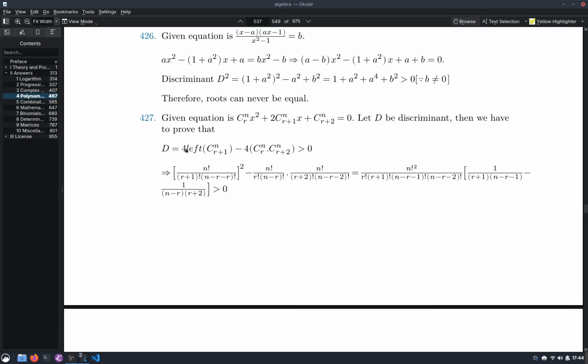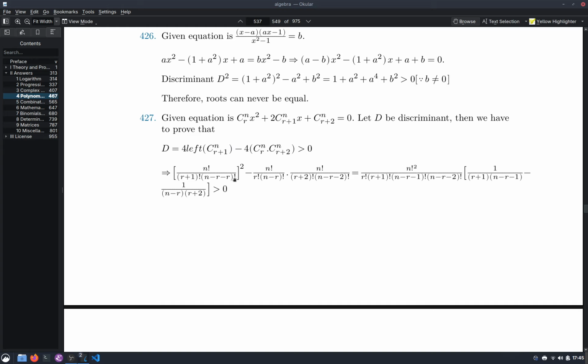So it becomes 4 into (nC(r plus 1)) whole square. Okay, the square is missing here. It is a typing issue. Minus, that is the square of the middle coefficient, minus 4 into nCr into nC(r plus 2), which will be greater than 0. Because all these are real numbers, these combinations would be real numbers.